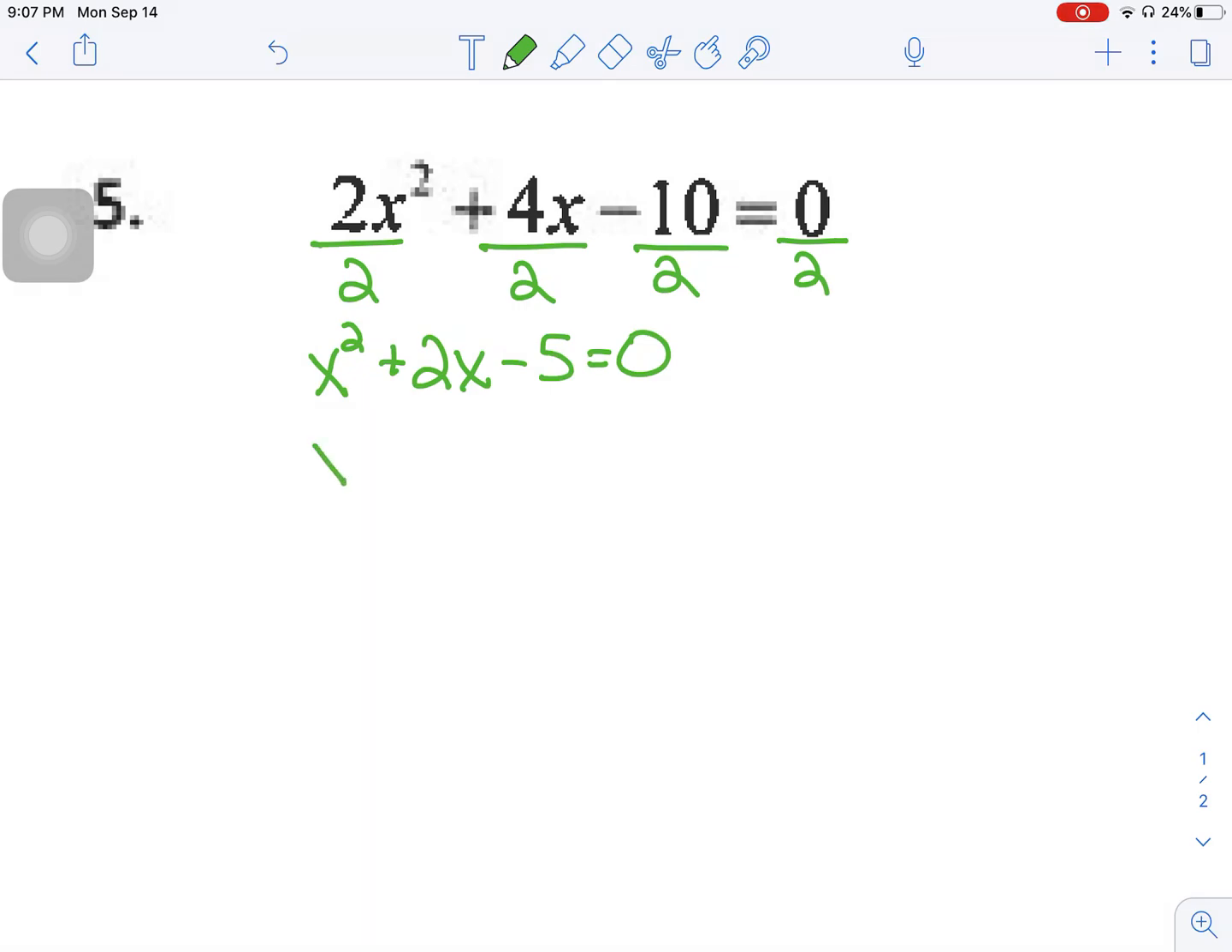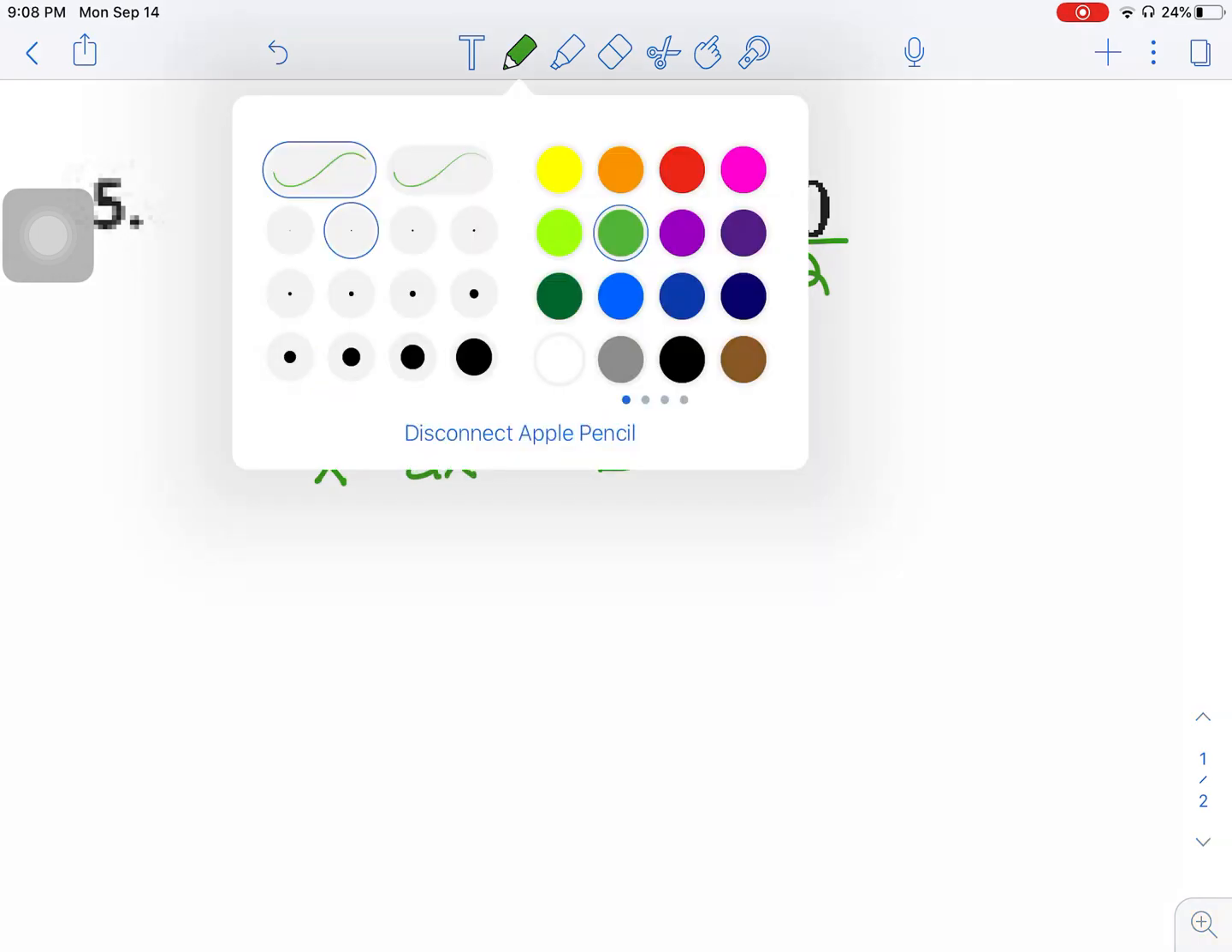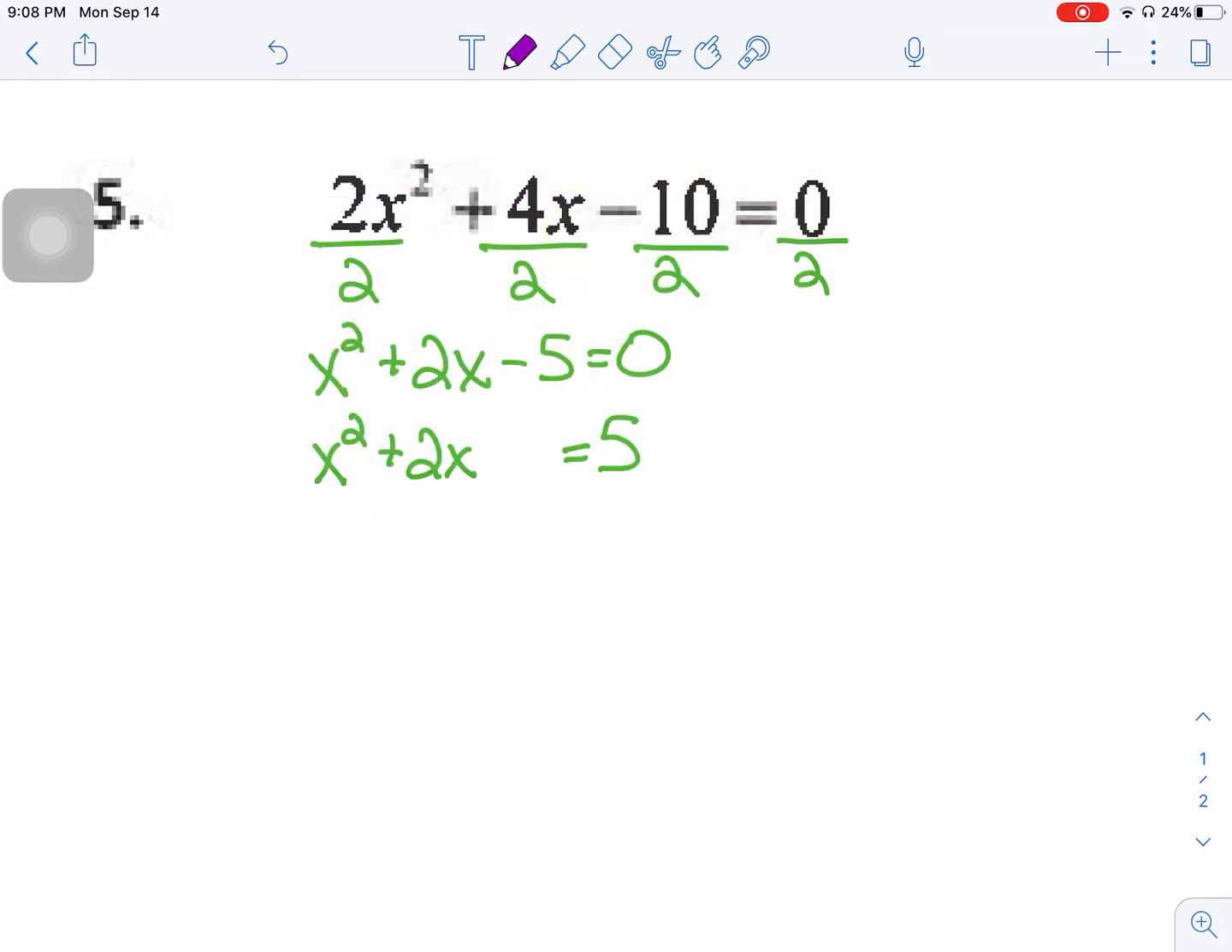Everything is being divided. So we're still maintaining our equation. And now I have a problem that is just like what we've been doing. And so what I'm going to do is leave the first 2 terms on the left. I'm going to move that 5 over. Okay. I need to complete the square. So I'm going to take the middle term. I am going to chop it in half. Right. So 2 divided by 2. Take that value and square it.